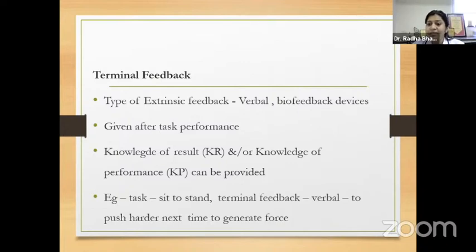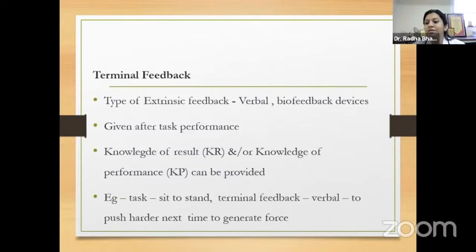If we are saying, yes, you did it or you achieved the target, say if we are teaching reach outs, and the patient touched the target, we are saying, yes, you have achieved. You have touched the target, you have achieved, is knowledge of result. Knowledge of performance is, you used this trick movement while achieving this, this should not be used. That is knowledge of performance.